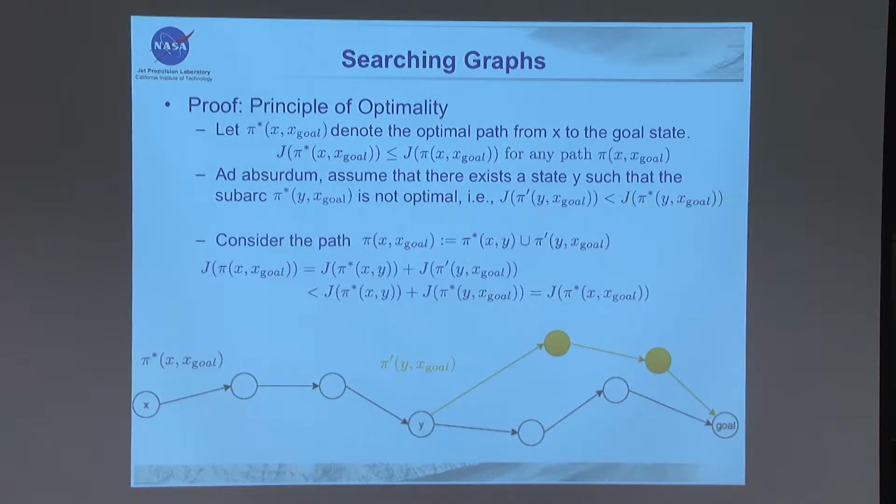But before starting this, we said p star is the best optimal path, that means it has the minimum cost. By using this statement, we reached a contradiction. So this cannot be true. There is no such y such that you can find an alternative path whose cost is less than the cost of the sub-arc starting at y. So this principle of optimality is used in many search algorithms to construct optimal paths.